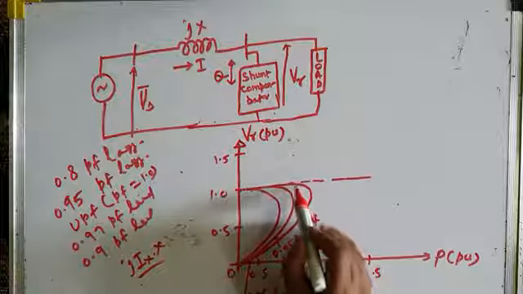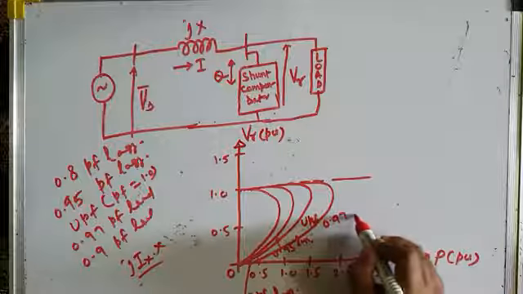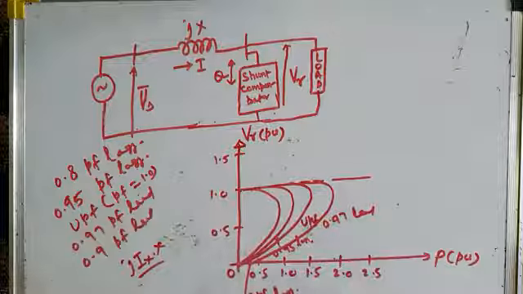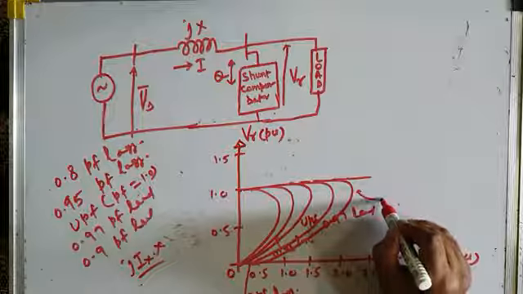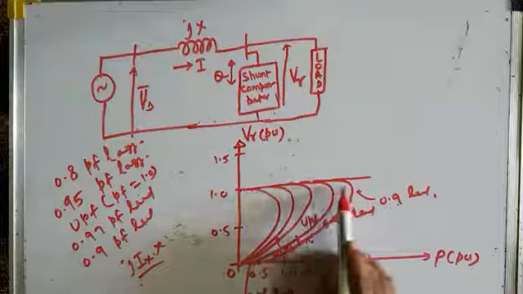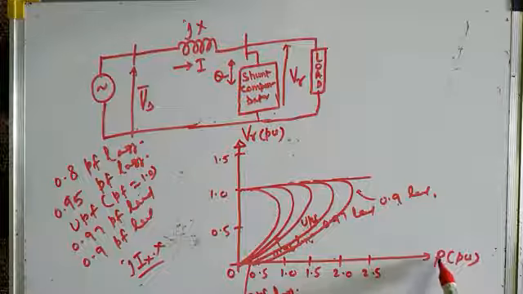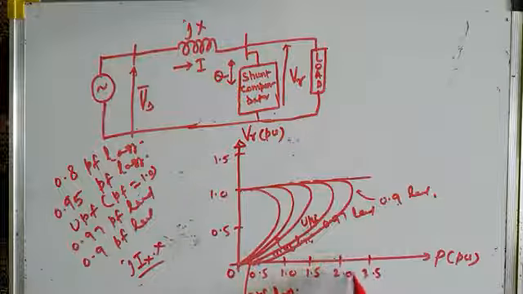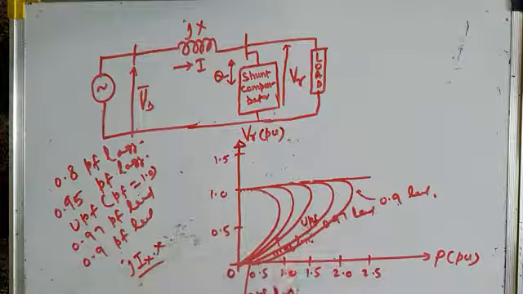Then for leading power factor, for example 0.97 leading power factor, you can see the drop in the voltage is very, very small, and the nose point is also shifted towards the right. And finally for 0.9 power factor leading, you can see the receiving end voltage is almost maintained constant. But if the power transferred over the line is very large, say 2 per unit, meaning 200%, then obviously after the nose point there will be collapse of the voltage.